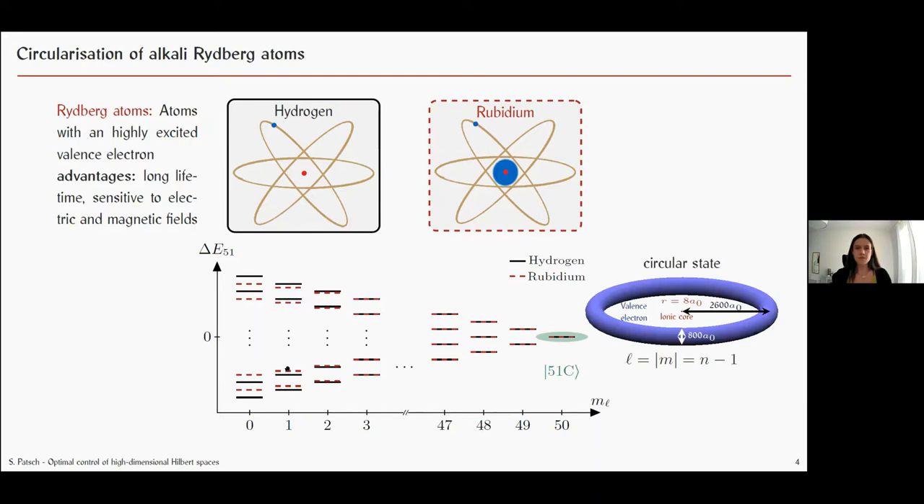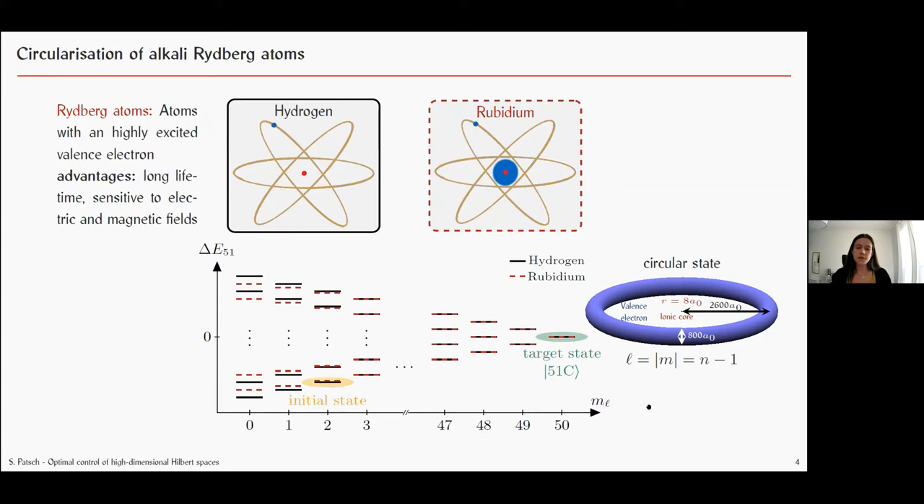So the state that we want to prepare is the so-called circular state, which can be found here at the edge of the Stark manifold, and which has the properties that the angular and the magnetic quantum number take their maximal value. And the circular state has its name from the circular shape of the electronic orbital. And they're very popular, for instance, in quantum sensing, but also in quantum computing and cavity QED.